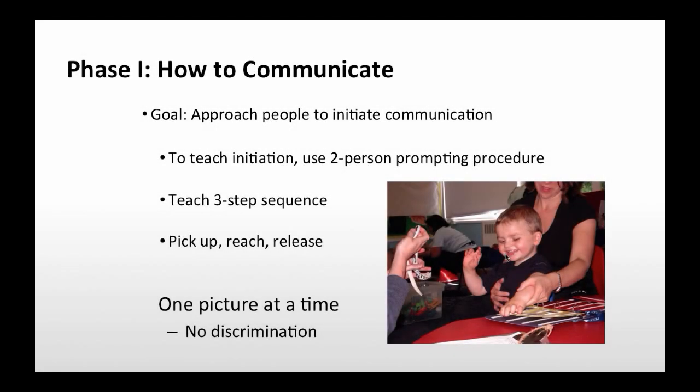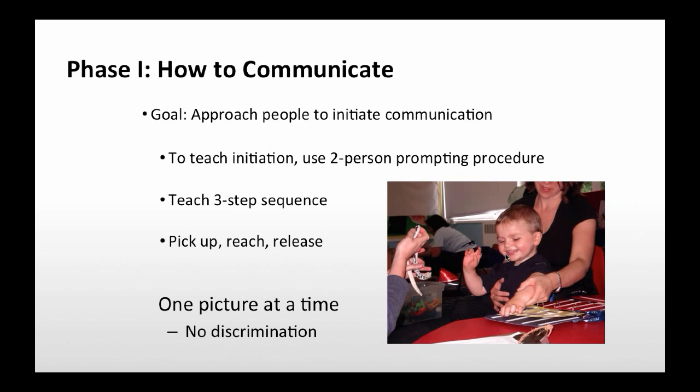So I'm going to briefly review the procedures for PECS. The PECS protocol involves 6 distinct phases. The goal of Phase 1 of PECS is to teach the child how to communicate or how to approach people to initiate communication. The 3-step sequence, which is picking up the picture, reaching to the communication partner, and releasing the picture in the communication partner's hand.